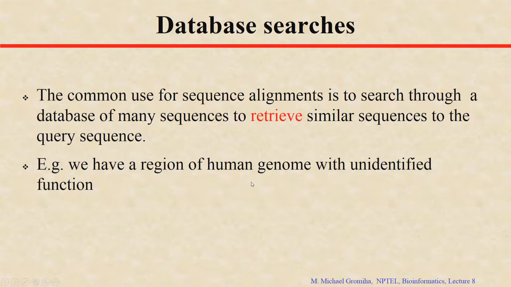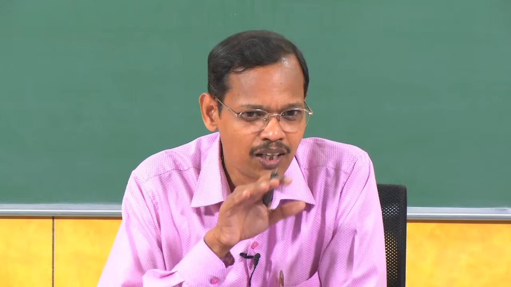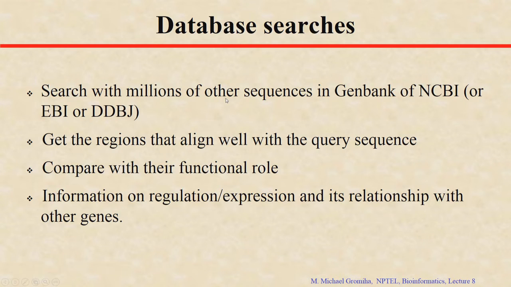Depending upon the similarity or any functionally important regions, you can infer that your protein has similar functions. For example, if you have a human genome region with unidentified function, or some proteins with unknown function, what do you do? First you try to see whether any known sequences match your query sequence. So we search millions of other sequences in different databases. We discussed different databases, for DNA and for proteins.